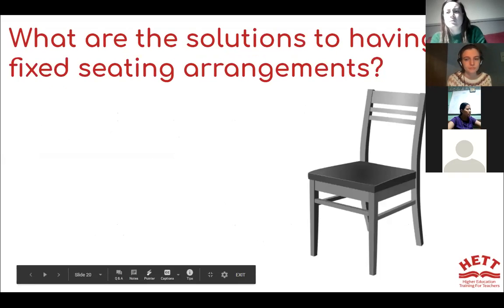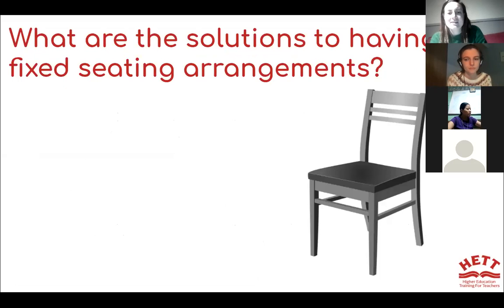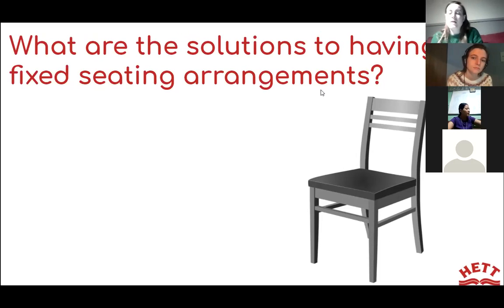One more comment. No mingling. Yeah, it makes mingling type activities more difficult, definitely. What are the solutions to having fixed seating arrangements? So what are some possible solutions to this, if this is a problem?